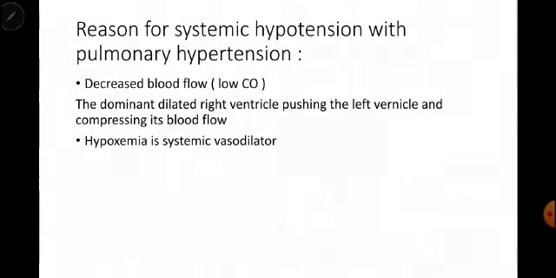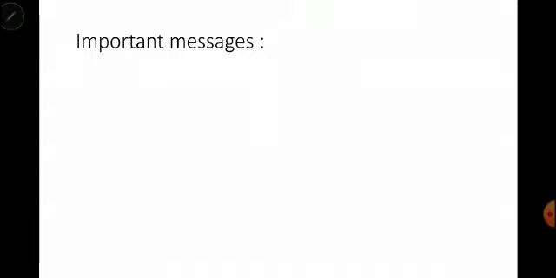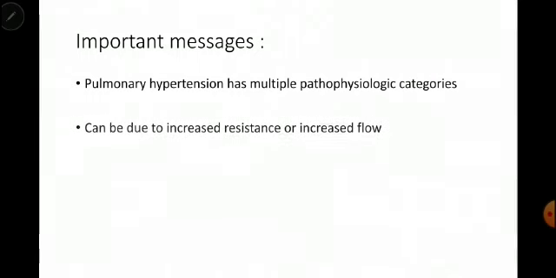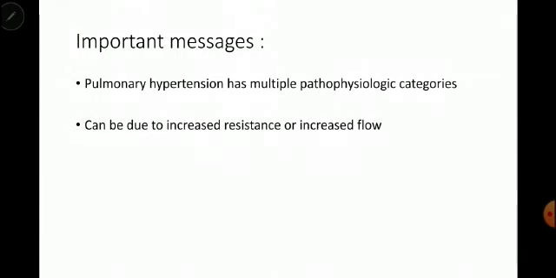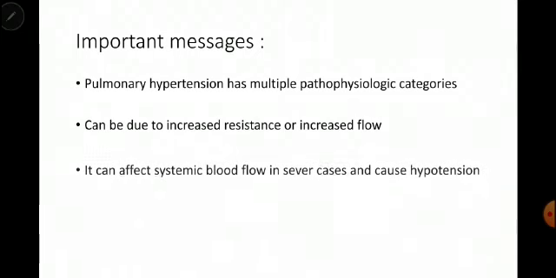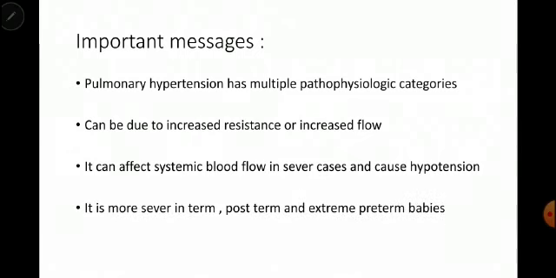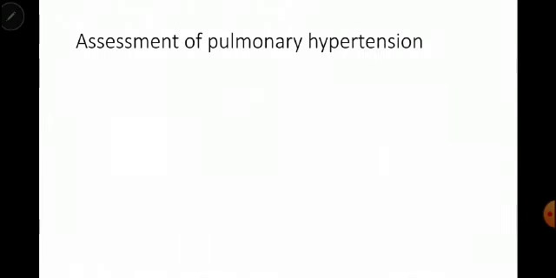So the important messages from this are that pulmonary hypertension has multiple pathophysiological categories, can be due to increased resistance or increased flow, as we said. And severe pulmonary hypertension can affect systemic blood flow in severe cases and cause systemic hypotension, and it's more severe in term, post-term, and in extreme preterm babies.